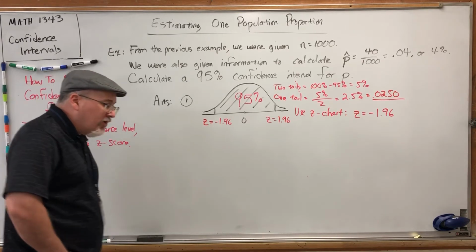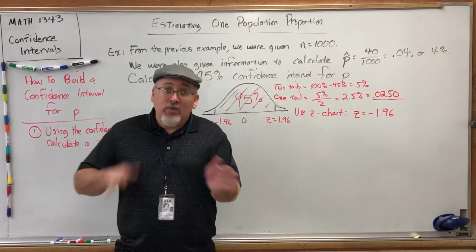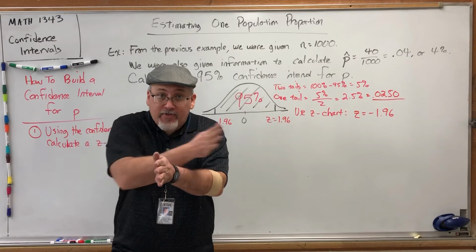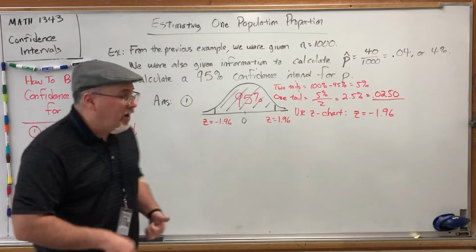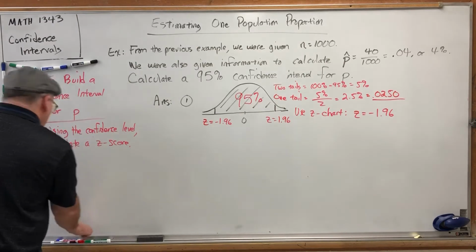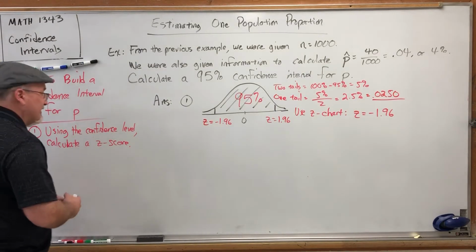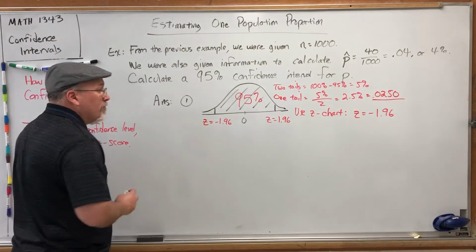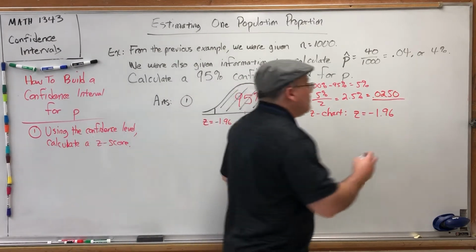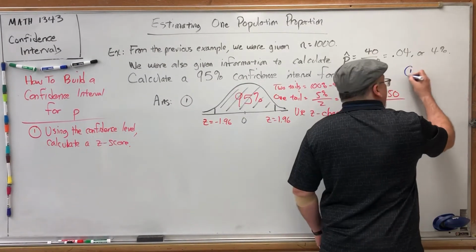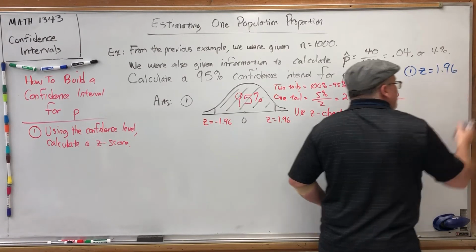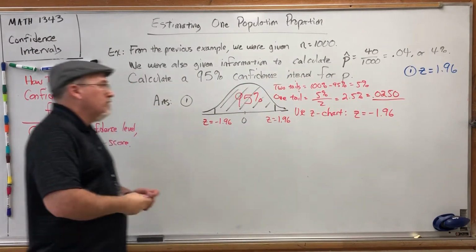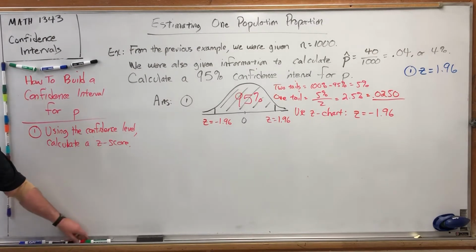And the reason we only need one of them is that at the end, when we do the margin of error, we will both add and subtract. So we're going to end up using both of them anyway. But for now, I'm just going to use the positive one. So the answer to this is going to be z equals 1.96. So let's just document over here the answer to the first part of this process. Z equals 1.96. All right, so that's step number one.